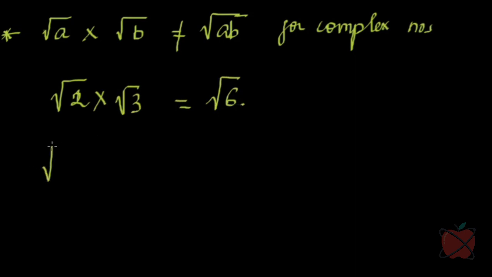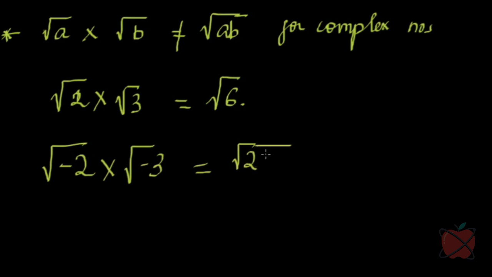But for complex numbers, let's say I do root over minus 2 into root over minus 3. Let's calculate how much this is. This is root 2 into minus 1. No, let me take a better example, not this one.